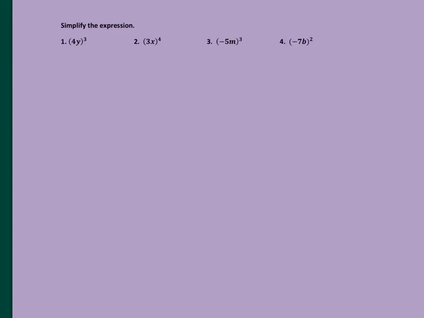So simplify the expression. Okay? So I see 4y to the third. That means I can say this is 4 to the third, y to the third. Well, that would be 64y to the third.